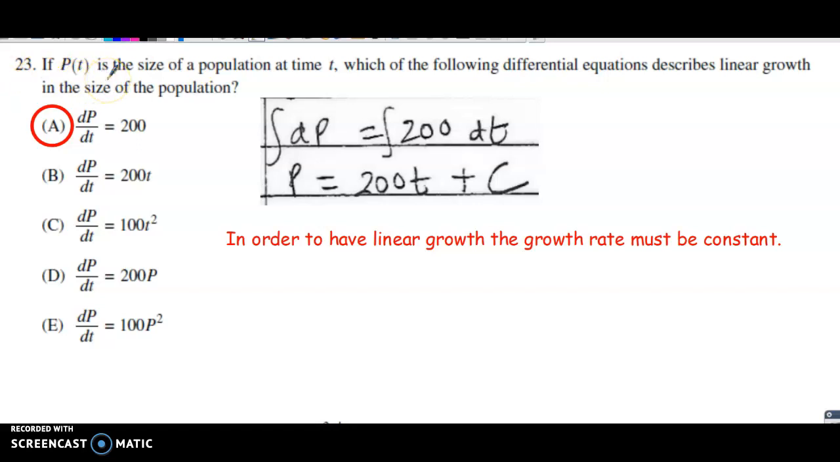23. P of t is the size of a population at time t. Which of the following differential equations? So they're giving us a derivative, and we're looking for linear growth. Now, a couple of ways to think about this. You did not have to do what I did here. But in order to have linear growth, remember the slope of a line is constant. So that means the derivative, if we're having linear growth, that the slope of that line has to be constant, and the only constant that we have is 200.